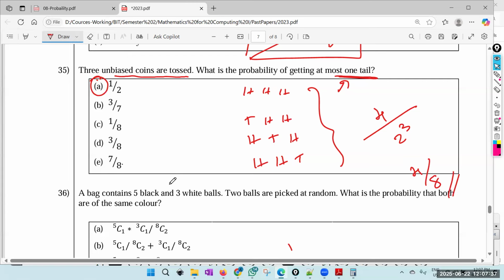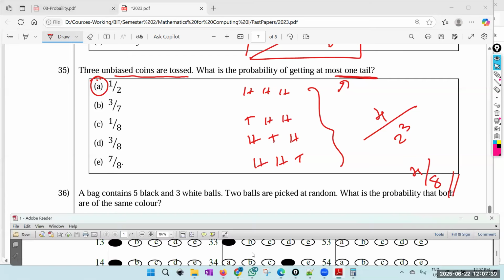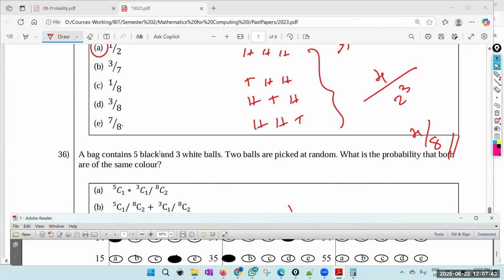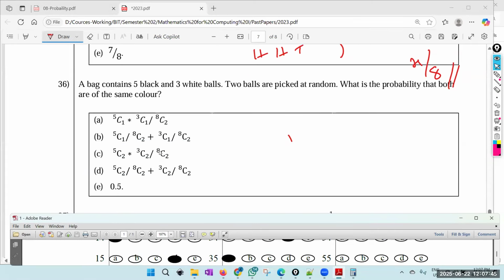Okay. Is it correct? Should be, right? Yes, A. Right, 36.